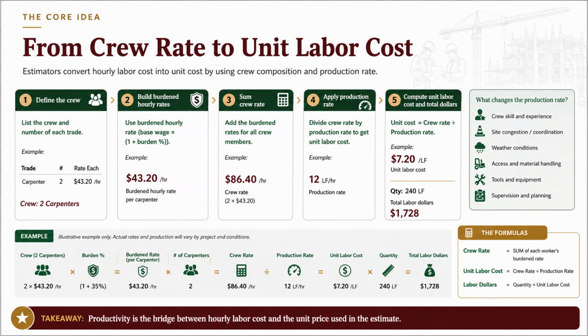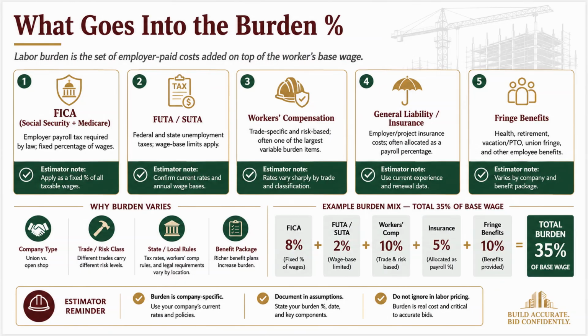Quick check, somebody. If the base wage is $30, what does FICA alone add per hour? $2.30. Right. Now let's meet the heavyweight. Workers' comp deserves its own slide for one reason. It's the burden item where what you build and how safely you build it change the number dramatically.